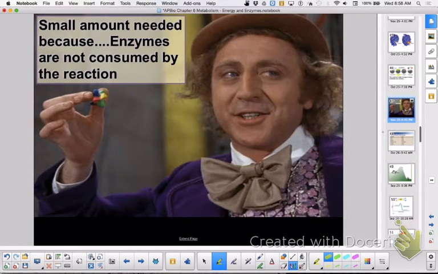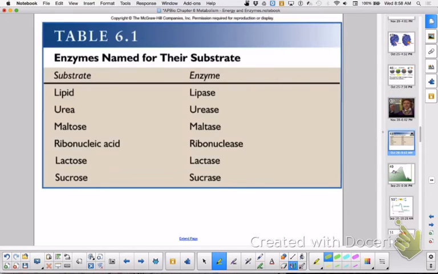And then naming of enzymes. Enzymes are named oftentimes based on the substrate. So we saw this before. Sucrose, the enzyme that digests it, is what? Sucrase. Tell your bio buddy, what is sucrose and what builds it? What are the two components of it?